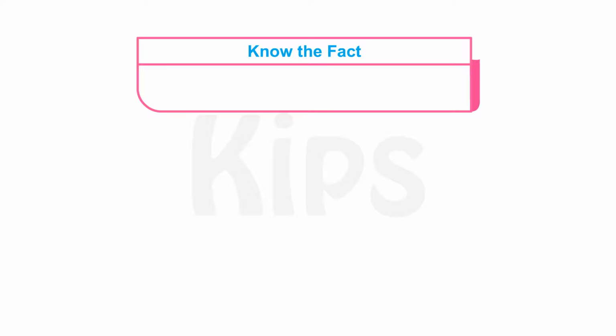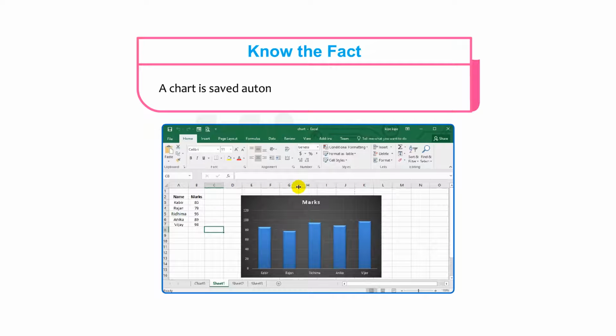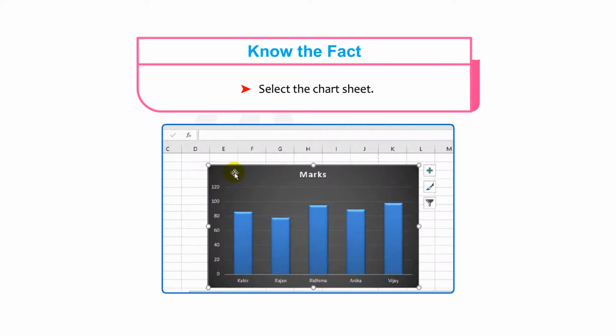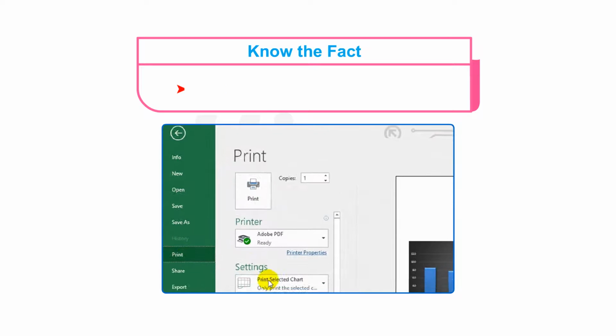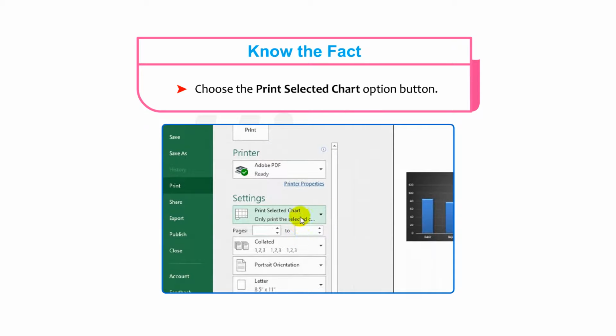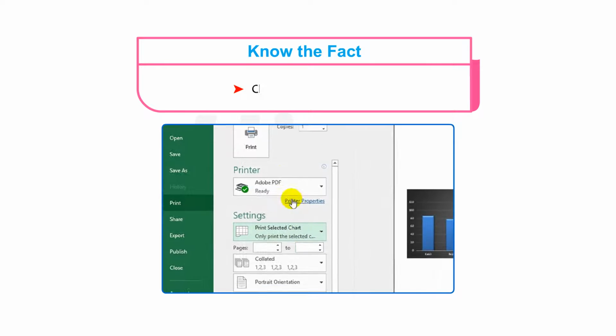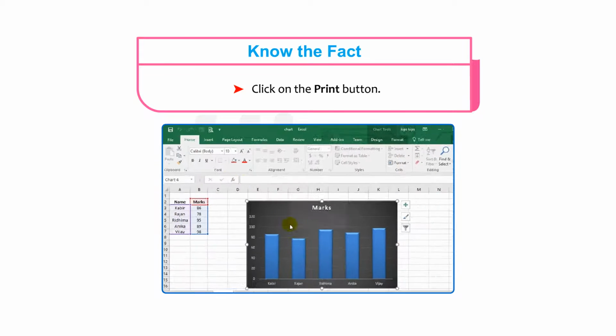Students, let me share an important fact. A chart is saved automatically when you save a workbook. To print a chart, follow the given steps. Select the chart sheet. Click on the File tab, then go to Print. Choose the Print Selected Chart option button. Click on the Print button.